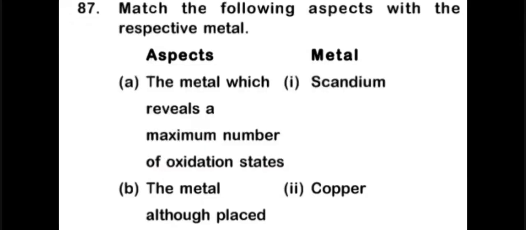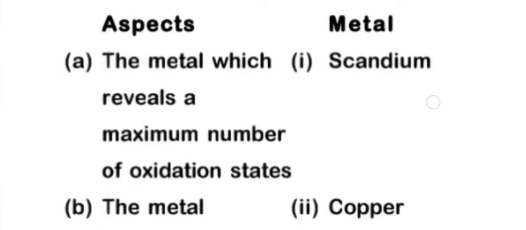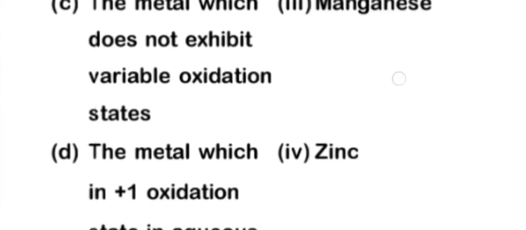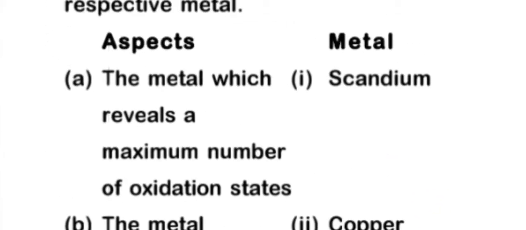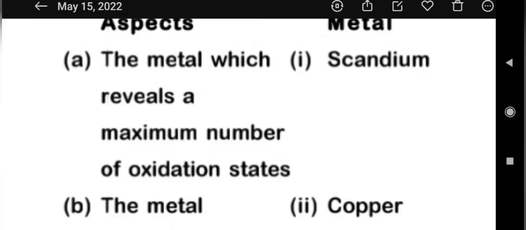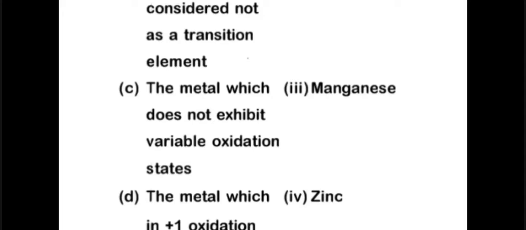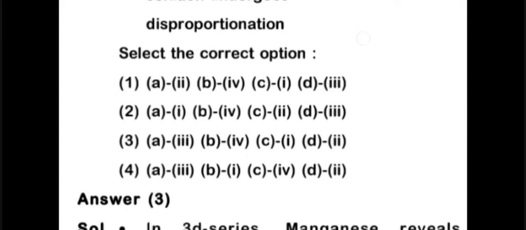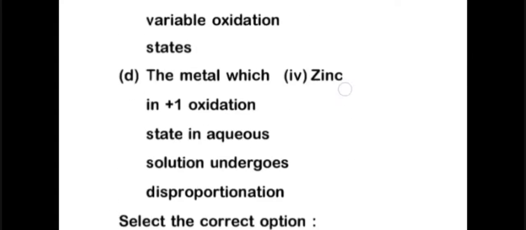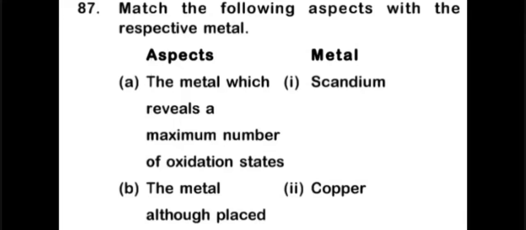Match the following aspects with respective metals. The first aspect is the metal which reveals the maximum number of oxidation states. We have scandium, copper, manganese and zinc. Dear students, scandium has atomic number 21 and copper 29. In scandium we have only one electron in d orbital, while in copper we have 10 electrons in d orbital and one in s. Another is manganese, which contains 5 electrons in d orbital, and zinc contains 10 electrons in d orbital. So the option should be manganese. The metal which reveals the maximum number of oxidation states will be manganese.